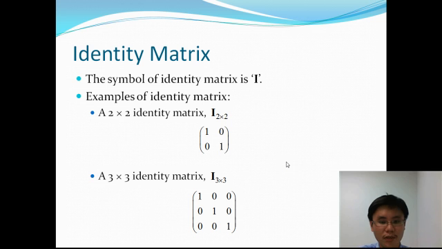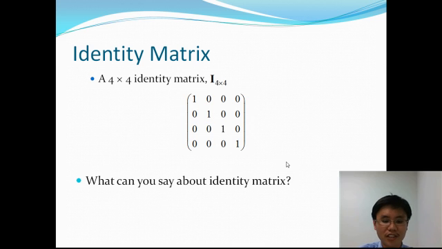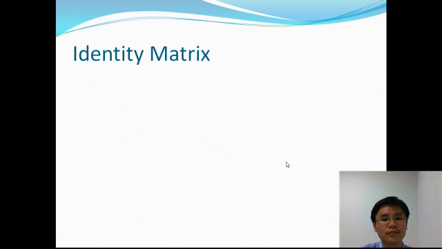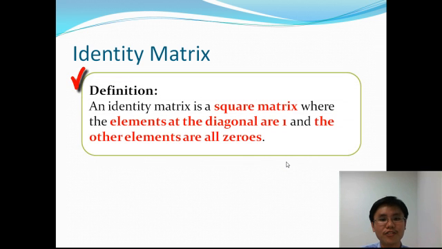What can you say about the elements at the diagonal and the elements not at the diagonal? Yes, every element at the diagonal is set to 1, while the other elements are set to zeros. Let's try to analyze the 4 by 4 identity matrix. Do you see that every element at the diagonal is set to 1? From these three examples, what can you say about identity matrix in general? Yes, an identity matrix is a square matrix where the elements at the diagonal are 1 and the other elements are all zeros.